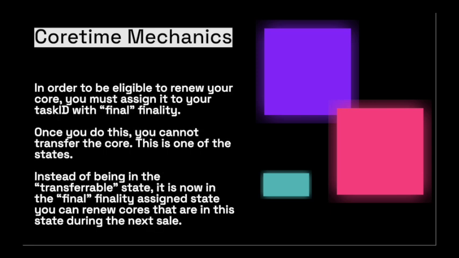Yeah, here we go. In order to be eligible to renew your car, you must assign it to your task ID or your para ID with final finality. Once you do that, again, you cannot transfer the car. This is one of the states. So you buy during the auction period, it's transferable. You do this, it's not transferable. Instead of being in the transferable state, it's now in the final finality assigned state. And you can renew cars that are in this state in the next sale without having to deal with people on the auction stage that might buy all your cars.